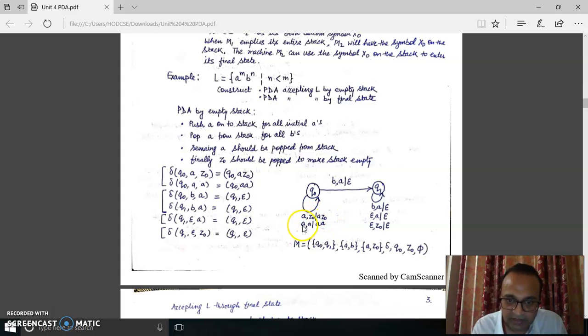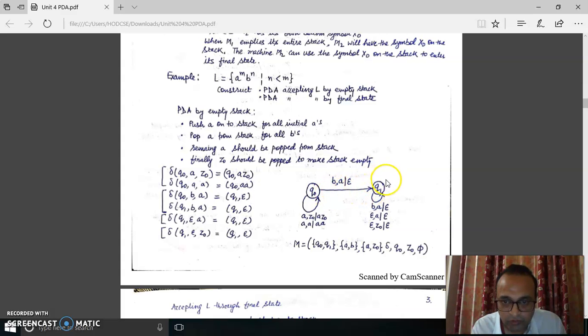If again A is coming and the stack top symbol is A, we are again pushing A onto the top of the stack. But once B appears, certainly there must be A on the top of the stack. It shows the transition like this. B is the input symbol and A is on the top of the stack. So what we are doing? We are simply popping A from the stack and jumping from Q0 state to Q1 state.